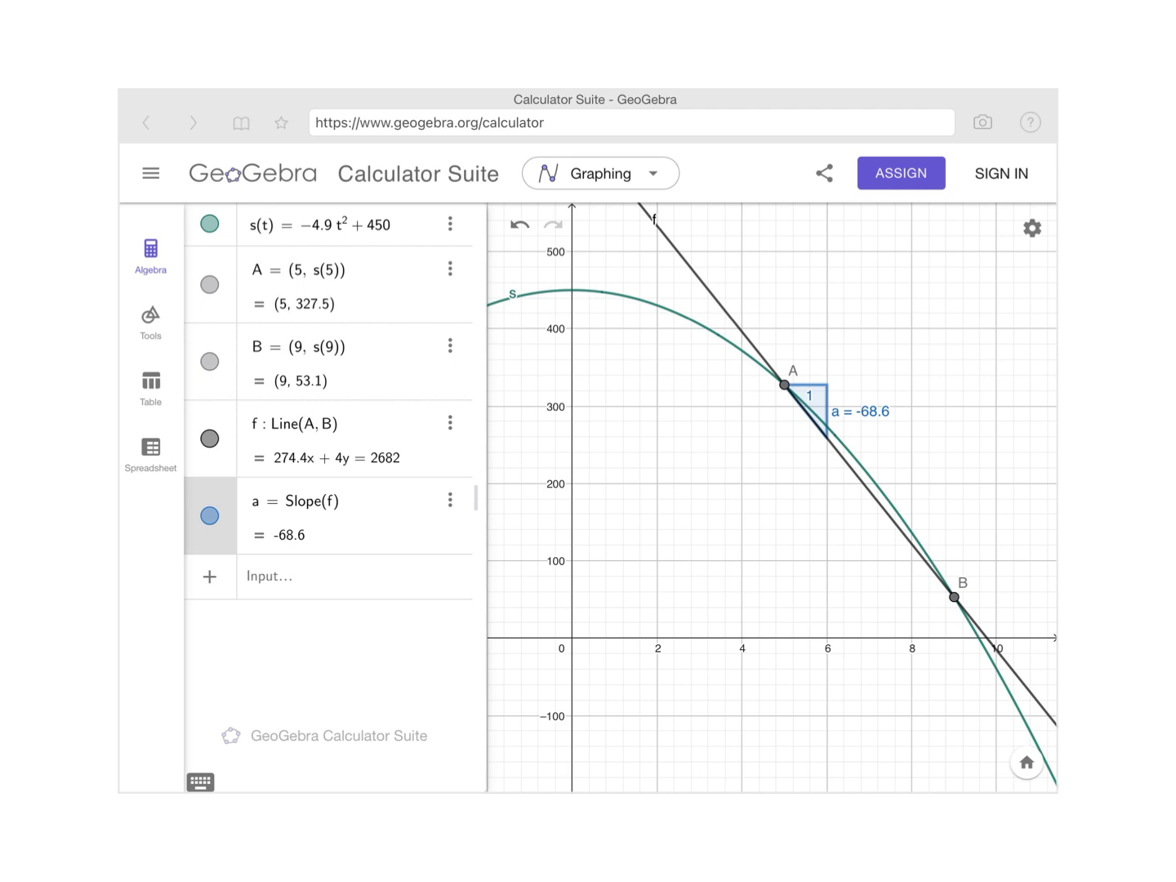We're going to repeat this process with a couple of other points. Instead of going from 5 to 9, I'm going to make the interval smaller and go from 5 to 6. So instead of (9, s(9)), I'm going to do (6, s(6)). I'm just going to change that one point.